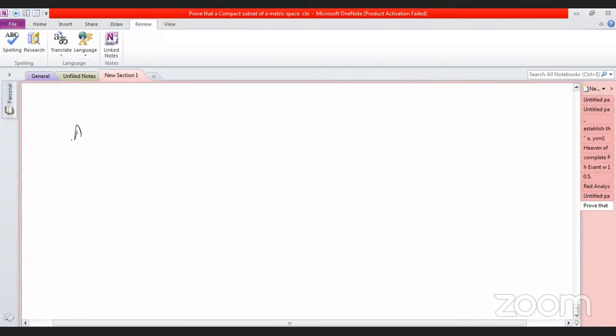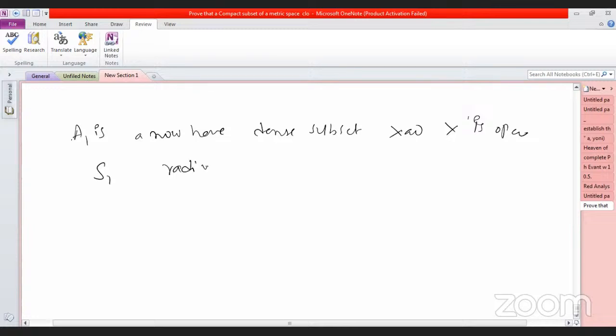So A1 is now here a dense subset. We said earlier, yes, and X is open. According to the condition we discussed earlier, A1 is a dense set in X, and X is open. So we can find the open sphere S1. What will the radius be? For an open sphere, R1 is less than 1. When R1 is less than 1, A1 intersection S1 is not equal to empty. Clear? So the radius R1 less than 1, this is how it works.